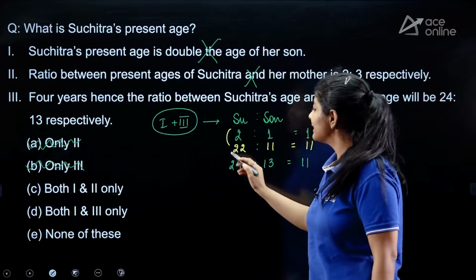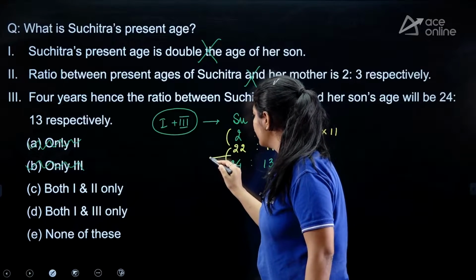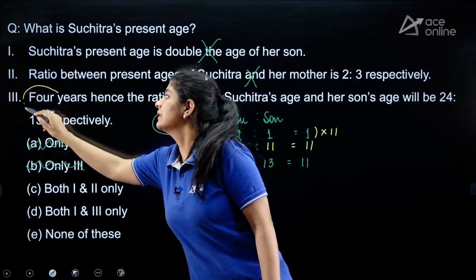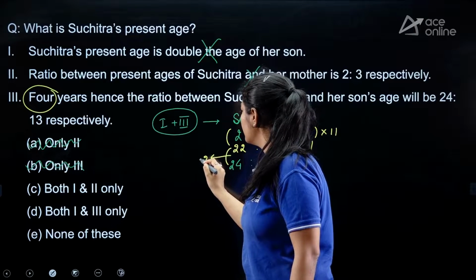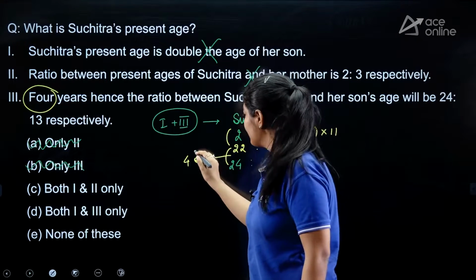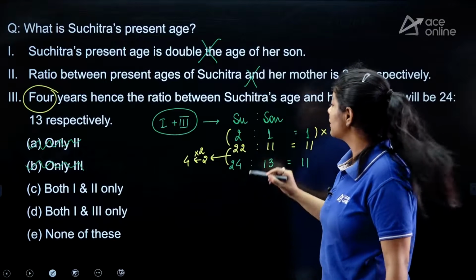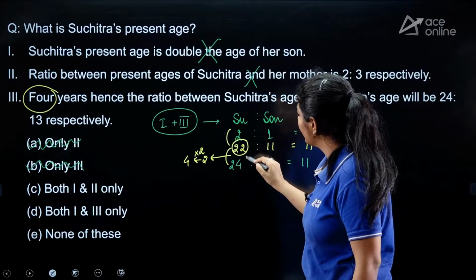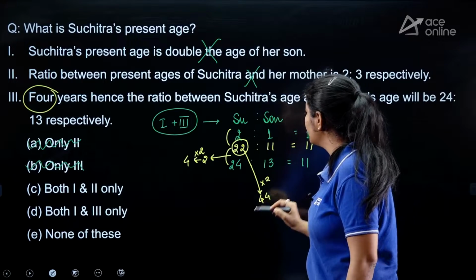Now we can see that the gap over here is because of these 4 years. So the value of 2 that we are having over here is actually the value of 4. That means it is present on the multiple of 2, and we need to find out the present age of Suchitra, and that is nothing but 22. So 22 multiplied by 2, that means 44 years.